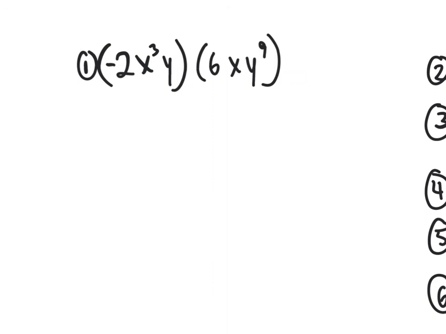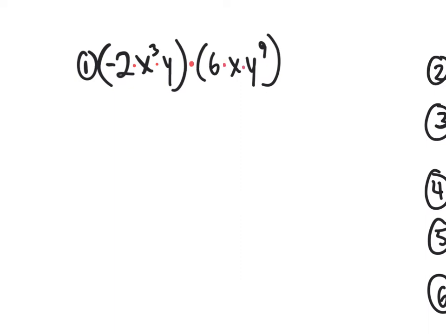Right here we have something times something, right? Notice there's no exponent on the outside that I have to distribute. That rule doesn't apply. There is no exponent right there. So in reality, the parentheses are kind of pointless. We don't really need the parentheses. And what we need to do here is just recognize that it's all pure multiplication. What we really have is -2 times x to the third times y times 6 times x times y to the ninth.